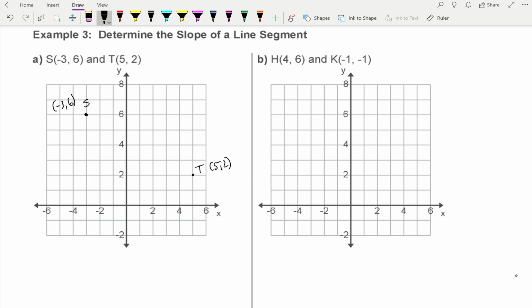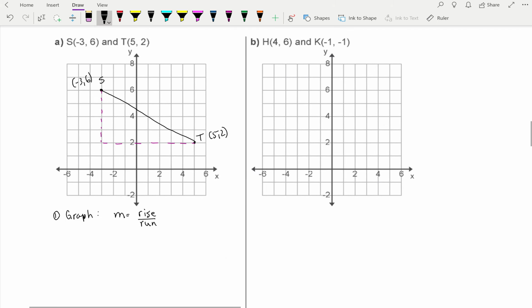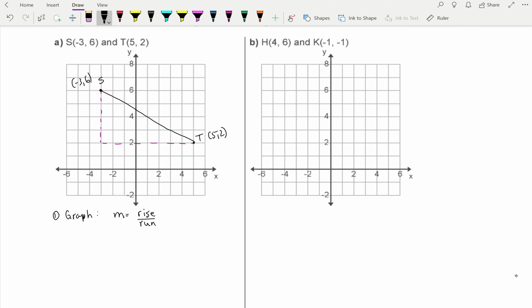Okay, we're going to draw our line in, and then we're going to draw in a triangle like this. Okay? So the first one we're going to take a look at is from the graph. We're going to use the slope is equal to rise over the run. And we're going to go to our diagram and pick a path.